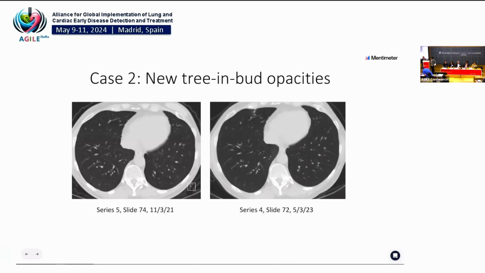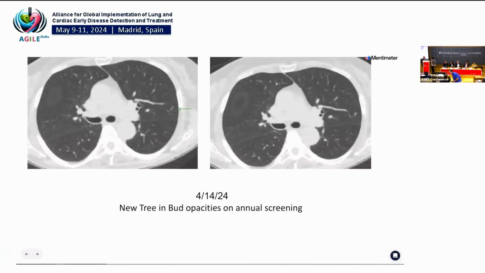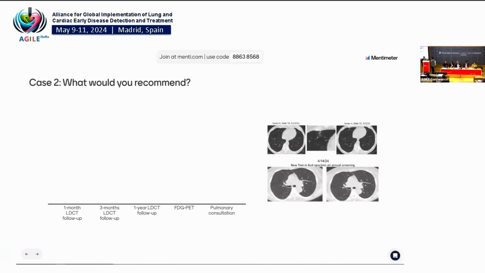So this is my second case. On the left is the baseline screening from November 21. And then on the follow-up, which was on May 23, there are these new twin bud opacities, but it's a small finding, not very diffuse. This is a close-up of the twin bud opacities. The previous case was from Mount Sinai. This case is from Hadassah, from my institution. Again, I'm not showing you the baseline, but it's a recent case from last month, and you can see this small area of twin bud opacities on annual screening. So what would you recommend here? Again, 1 month, 3 months, 1 year, FDG PET, or pulmonary consultation?